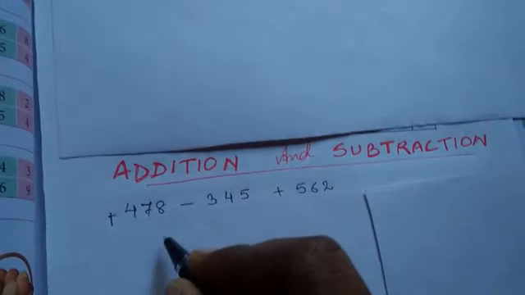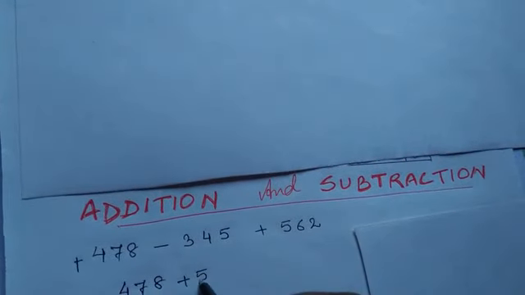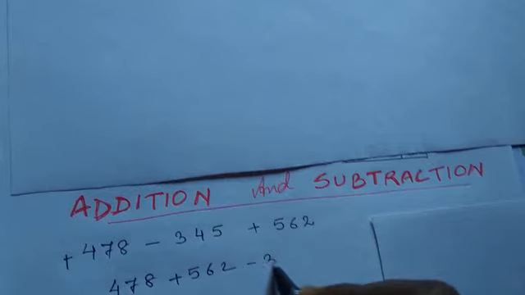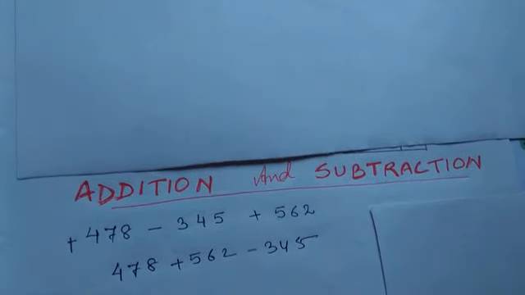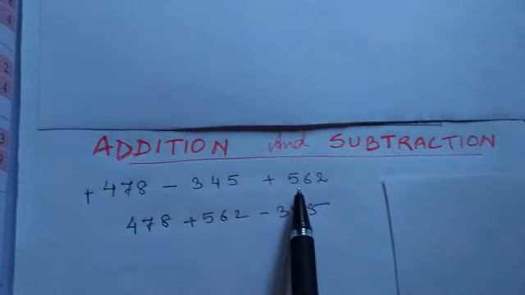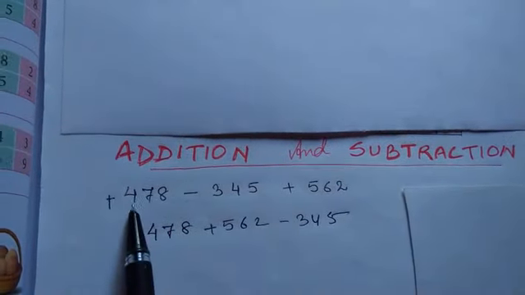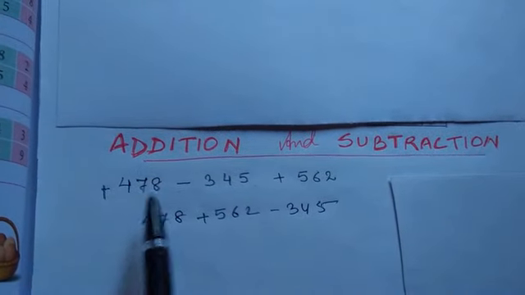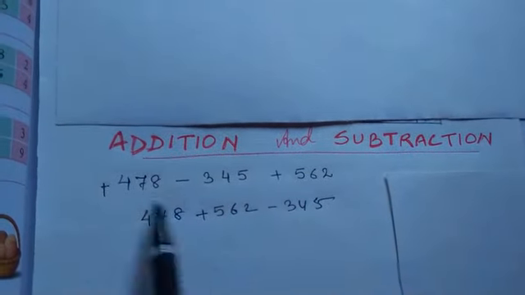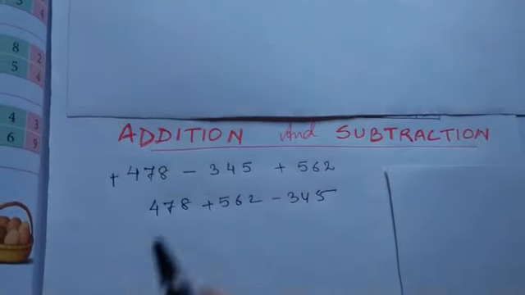Let us add. This is the way we write this number at the back, and 478, since it has no sign in front of it, is positive. So we are going to add the numbers which have a positive sign, and once we add them, we will get an answer.